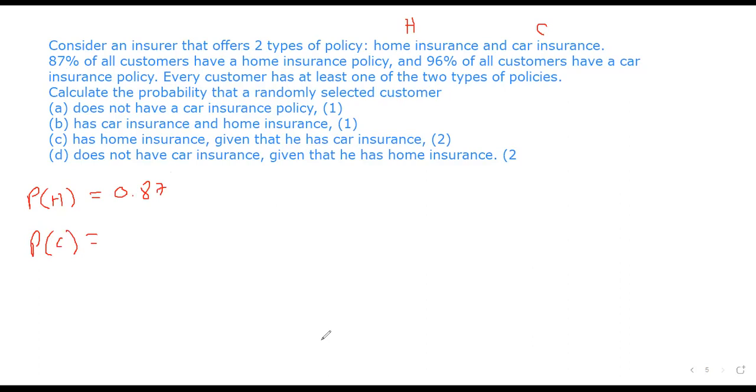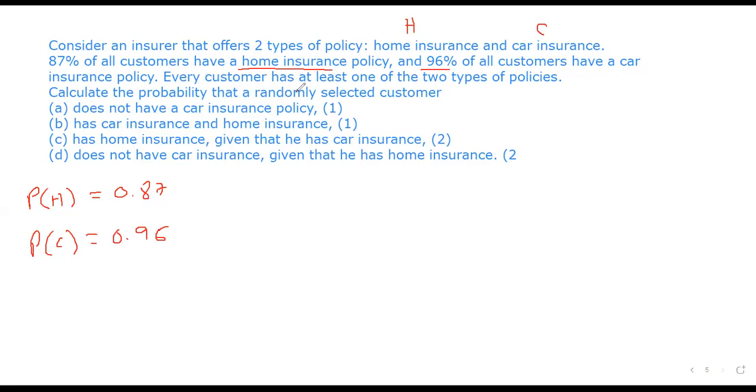So in this course, English is a prerequisite. Consider an insurance that has two types of policy, home and car. 87% of all customers have a home policy. So meaning H is what? 87%. Then 96% of all customers have a car insurance. So car was what? 0.96. Are we all agreeing? Yes. Okay. So probability questions look complicated if you don't understand the axioms. So we're going to move bit by bit.